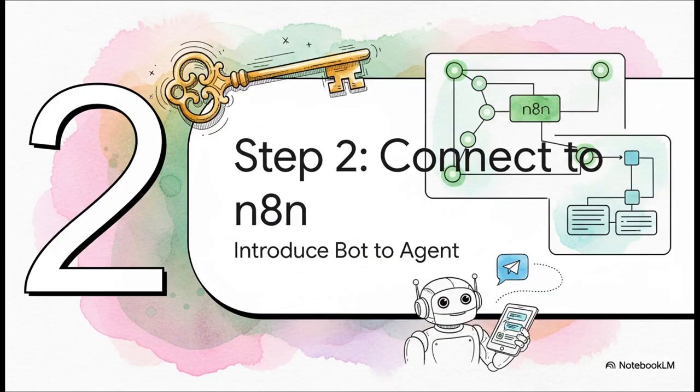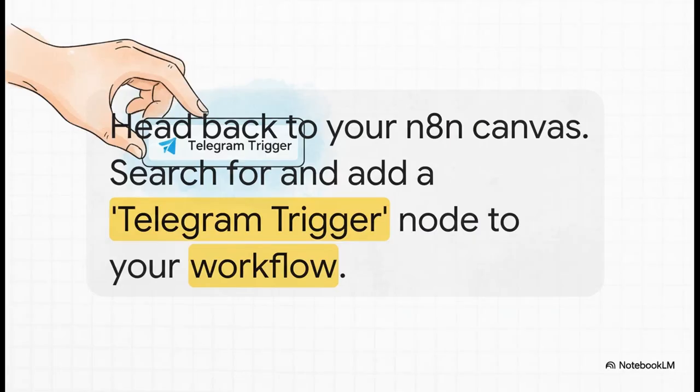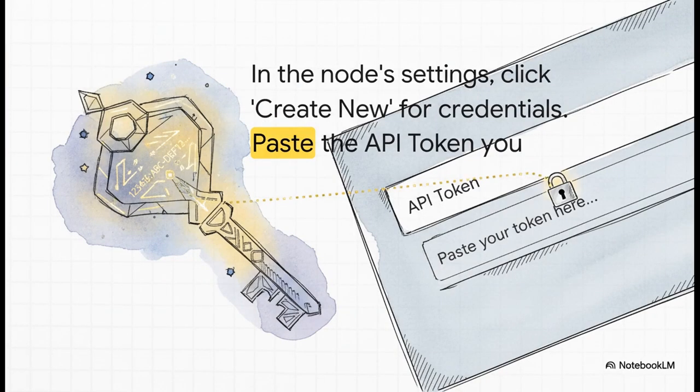All right, we've got our secret key copied. It's time to hop over to your n8n canvas. We're now going to formally introduce our new little Telegram bot to your powerful AI agent. Okay, first thing you're going to do in n8n is add a new node. Click the plus button, search for the Telegram trigger node, and just drag it onto your workflow. This node's entire job is to just sit there and listen for any new messages that come in from your bot.